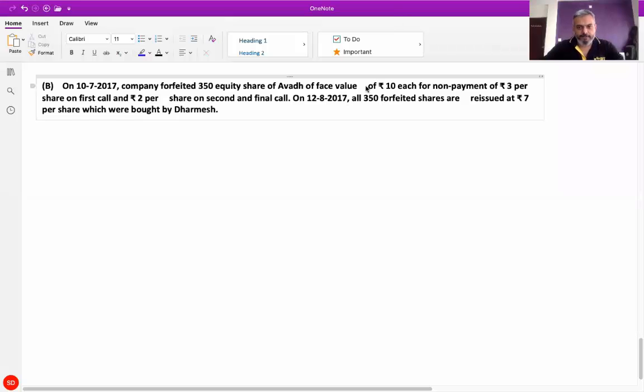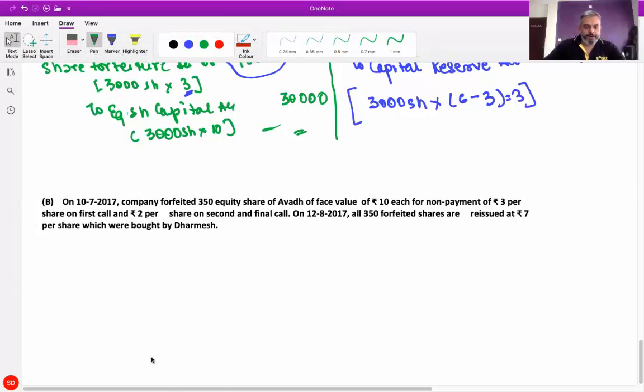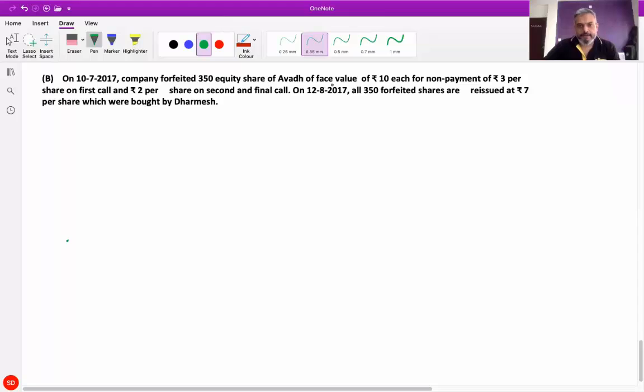Now second one, that is B. On 1/7/2017, the company forfeited 350 equity shares of Awadh of face value rupees 10 each for non-payment of 3 per share on first call, 2 per share on second and final call. On 12/8/2017, all 350 were reissued at 7 per share, which were bought by Dharmesh. So first let's do the working.